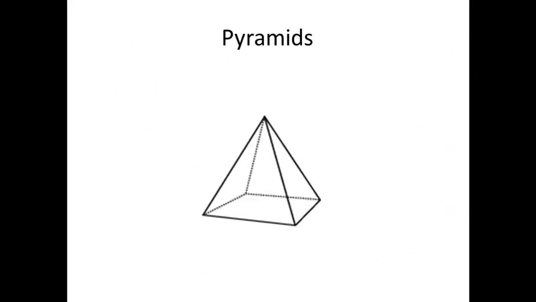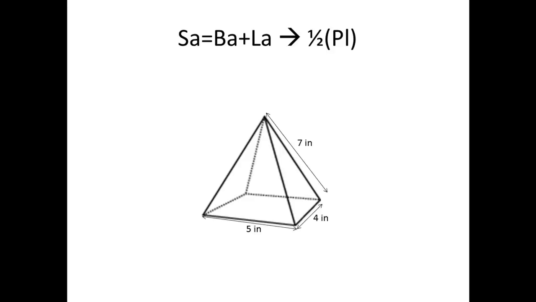Finally! Finally, pyramids. Their equation is surface area equals base area plus lateral area, which looks pretty similar to the triangle, except the lateral area is 1 half times the perimeter times the slant height. Now here are the measurements. Let's plug this into the equation.